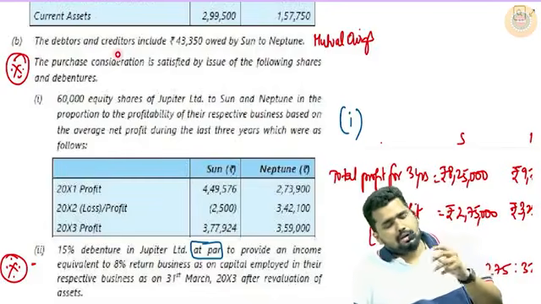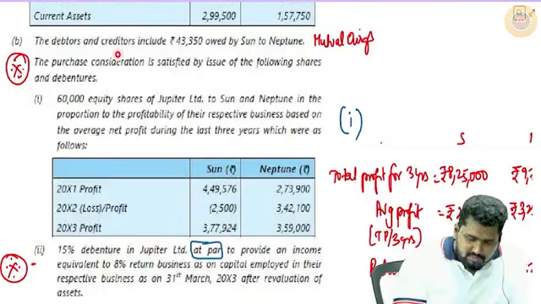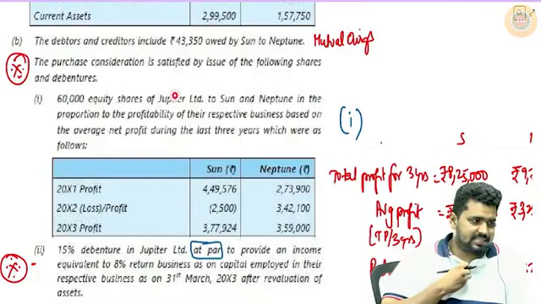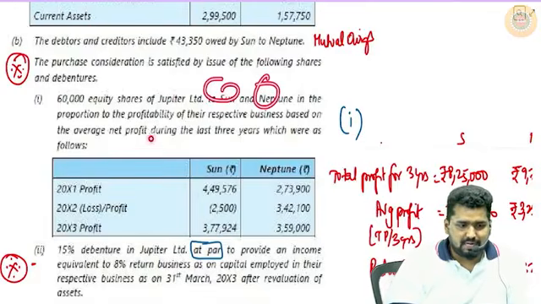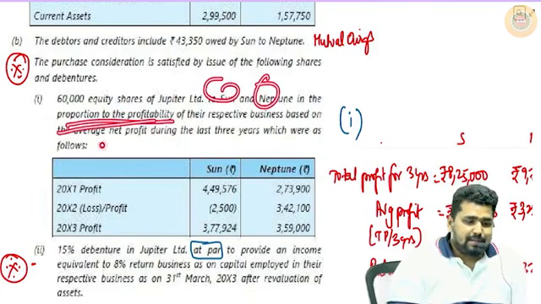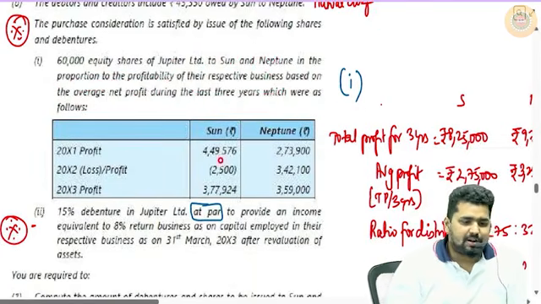Now, what ratio I have to give? The question itself is telling. What they say in the question we will do. The 60,000 equity shares of Jupiter will be given to Sun and Neptune Limited in the proportion of profitability, based on the average net profit for the last 3 years. Clear? So the last 3 years' profit and loss they have given.